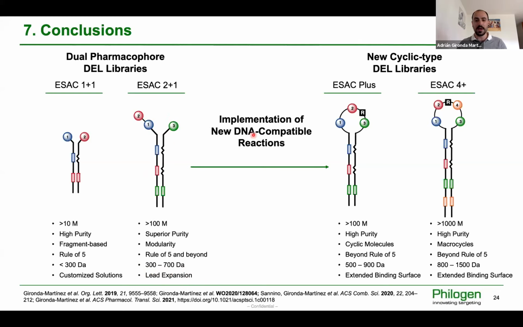Through the use of in-house developed DNA compatible reactions, like the diazotransfer reactions, we were able to evolve the ESSAC 2+1 format into what we call ESSAC Plus. And as I mentioned before, these libraries are again up to billions of compounds of high purity and display cyclic molecules that can help us to extend binding surfaces, and to target, for example, difficult protein-protein interactions.